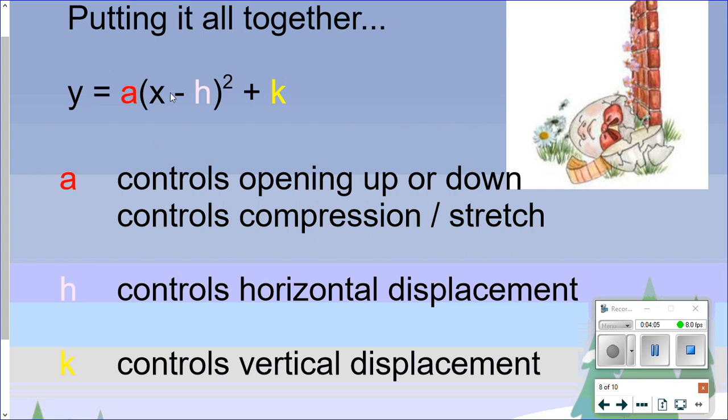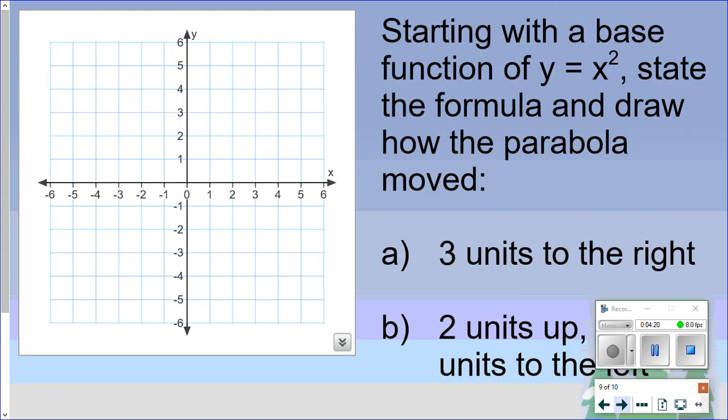Horizontal displacement is controlled by h, so that moves things left and right. And k controls the vertical displacement, up and down. Start with a base function of y equals x squared, state the formula, and draw how the parabola is moved.